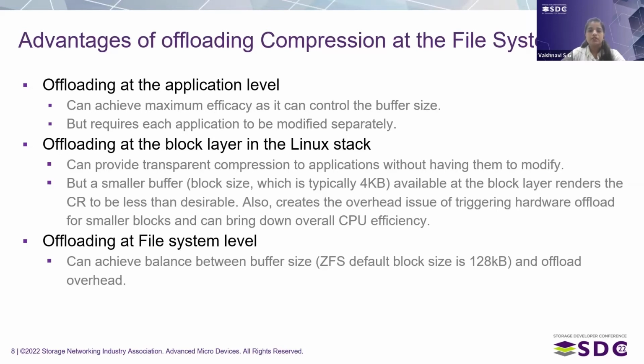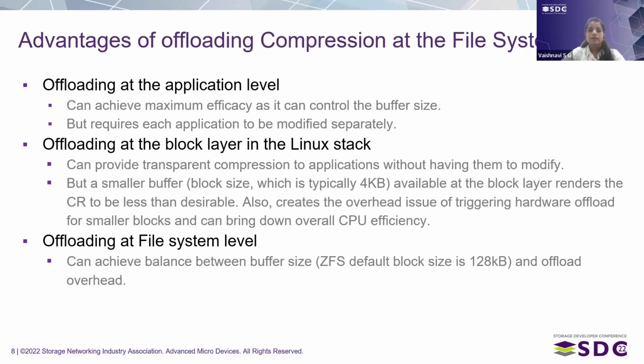Compression at the block layer in the Linux stack can provide transparent compression without having to modify the applications. But the block size, which is typically 4 KB at the block layer, renders the compression ratio lesser than desirable. The other issue is the overhead of triggering hardware offload for smaller blocks, which can bring down overall CPU efficiency. The option of doing compression at the file system level can provide an opportunity to achieve the balance between buffer size and the offload overhead.